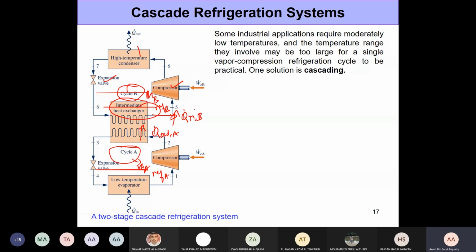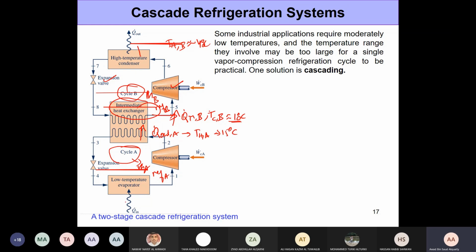So basically by using this sort of system, we are breaking down the huge temperature gap into two. Here you have TH and TC for cycle B. Now TC for cycle B, for example, is let's say 10 degrees Celsius. TH is about 40 degrees Celsius. Now TH for cycle A needs to be higher than this temperature because it is rejecting heat to that, right? So TH, let's say, is 15 degrees Celsius.